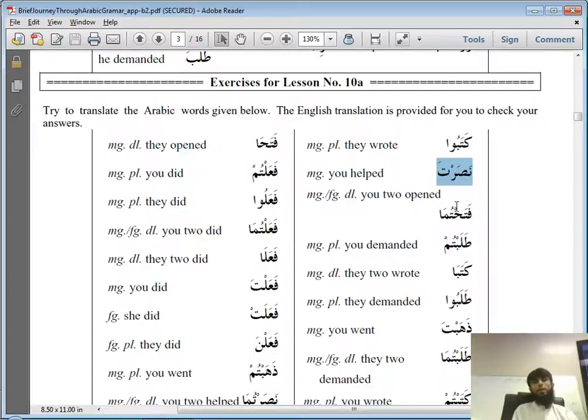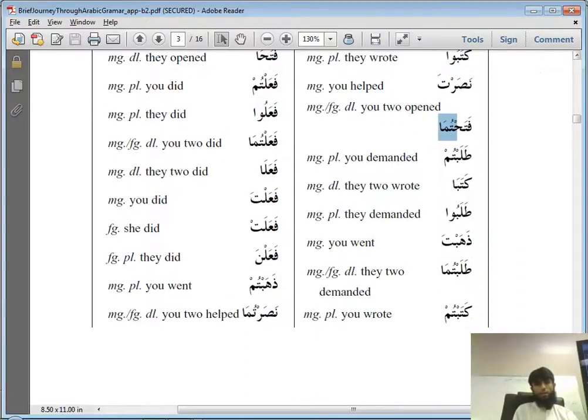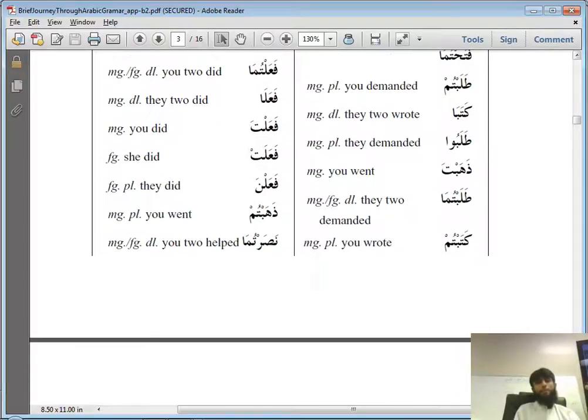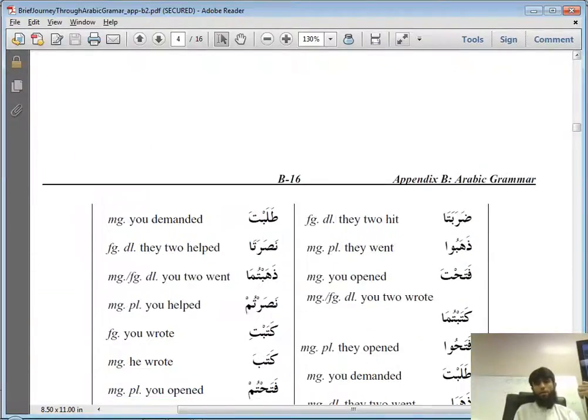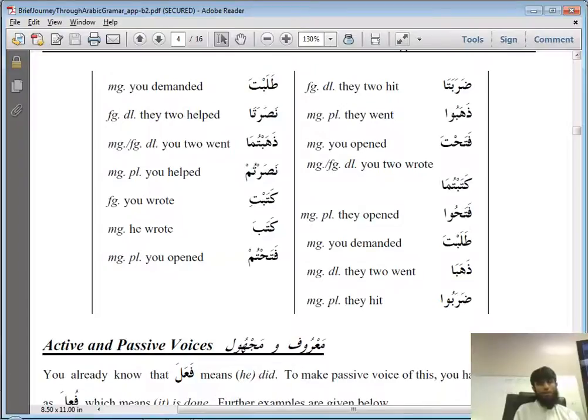Nasarta is you helped. And the other example, fatahtuma, you two opened, you two were victorious. What else? Talabtum, you all demanded. Talab, to demand. Okay, and then there are other examples that inshallah you can go ahead and look at.